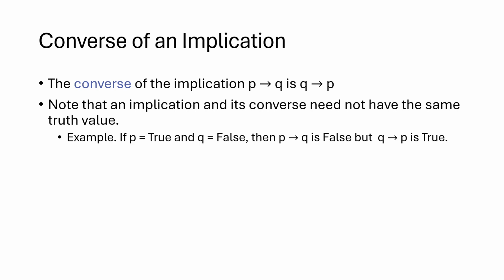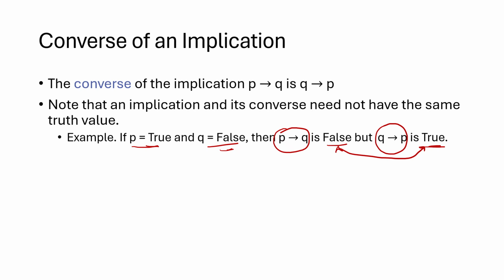And this is very easy to see. For example, if we consider the case where P is true and Q is false, then the first implication, if P then Q, is going to be false, because if true then false is false. But the converse says if Q then P, which means if false then true, which is true. So as you can see, in this scenario, the truth value of the implication and its converse is not the same, right? So one is true, the other one is false.